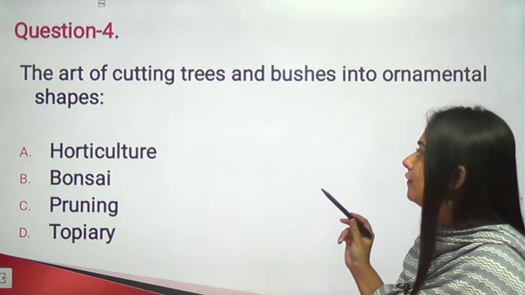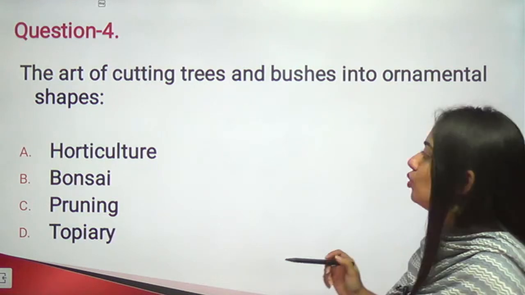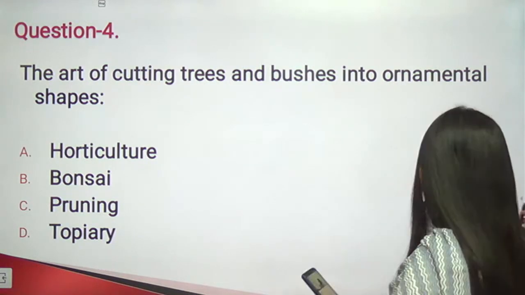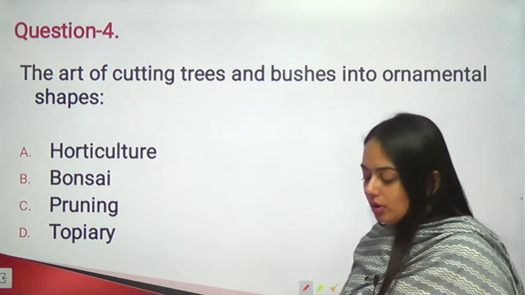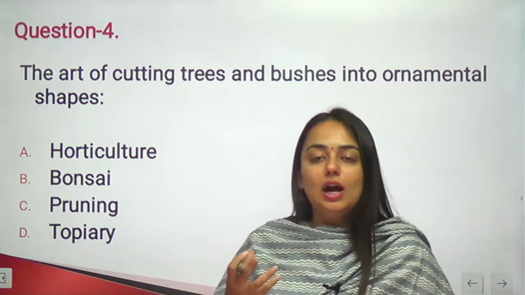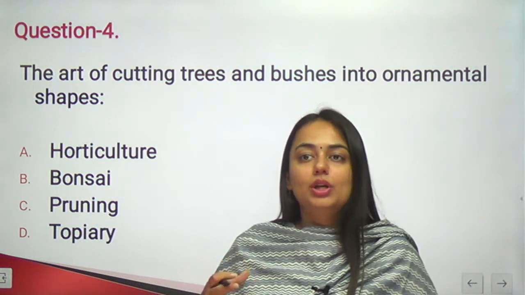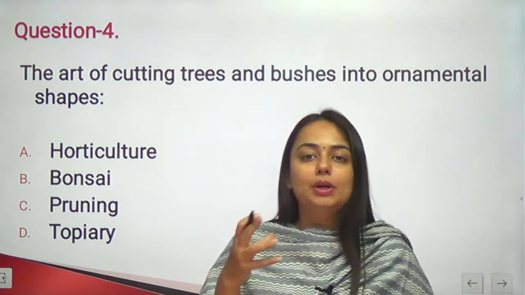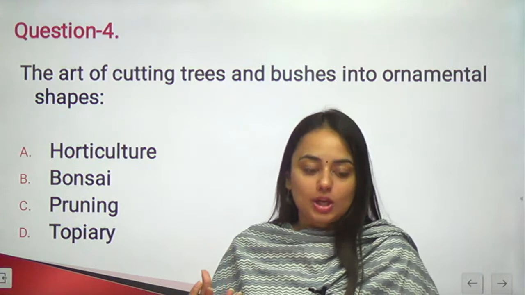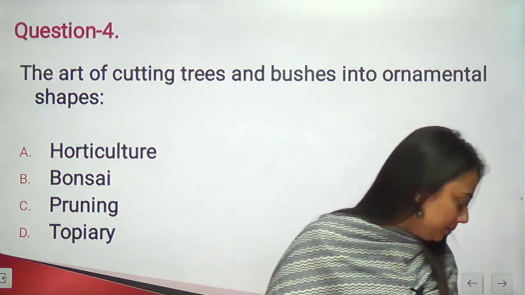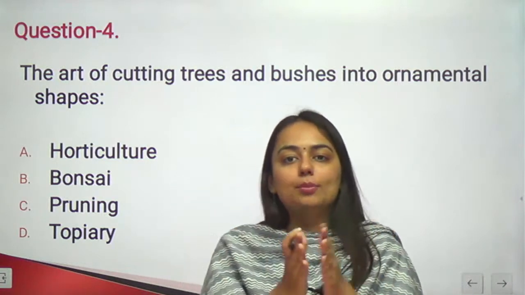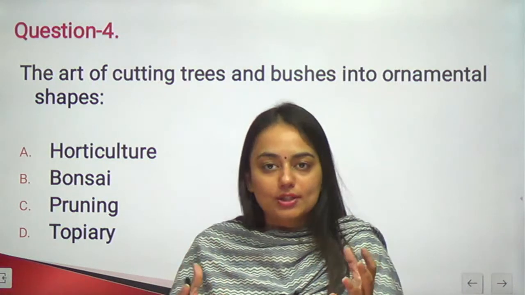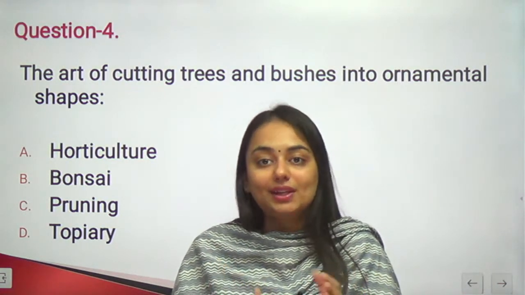The art of cutting trees and bushes into ornamental shapes. Ornamental is decorative. So what is that particular art known as in which we cut the trees in particular shapes, in ornamental shape? You must have seen it in the parks, some of the bushes are cut in the shape of a duck, a tortoise, a giraffe or something like that.